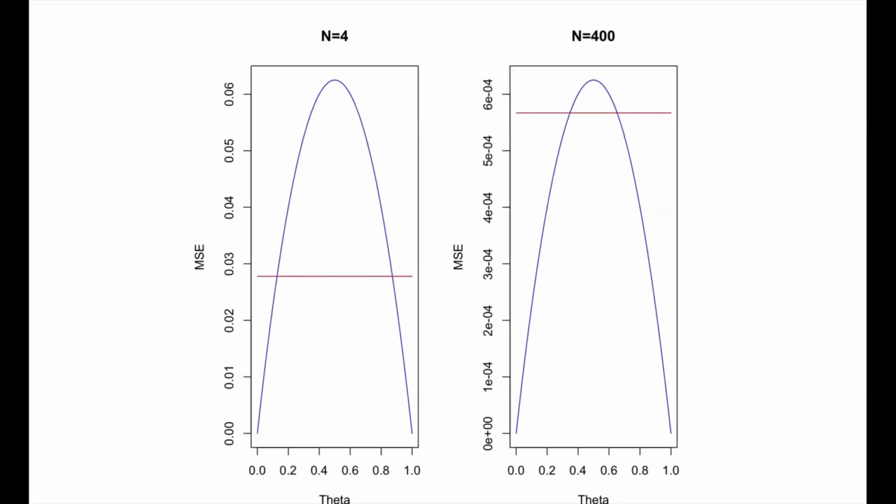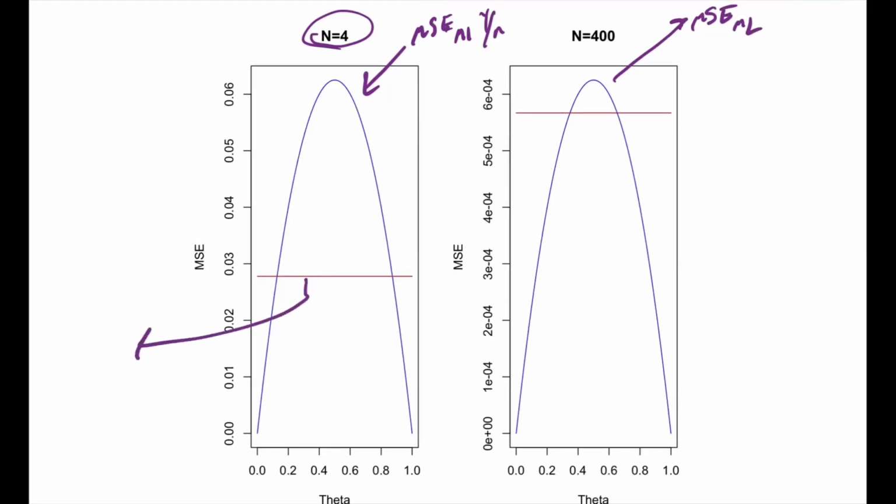So here they are. For 4 observations, you have the mean square error. This is the mean square error for the maximum likelihood estimator, y over n. Same thing for this blue line here. This is the mean square error for the maximum likelihood estimator, not machine learning, maximum likelihood. This guy here in red, this is the Bayes estimator.